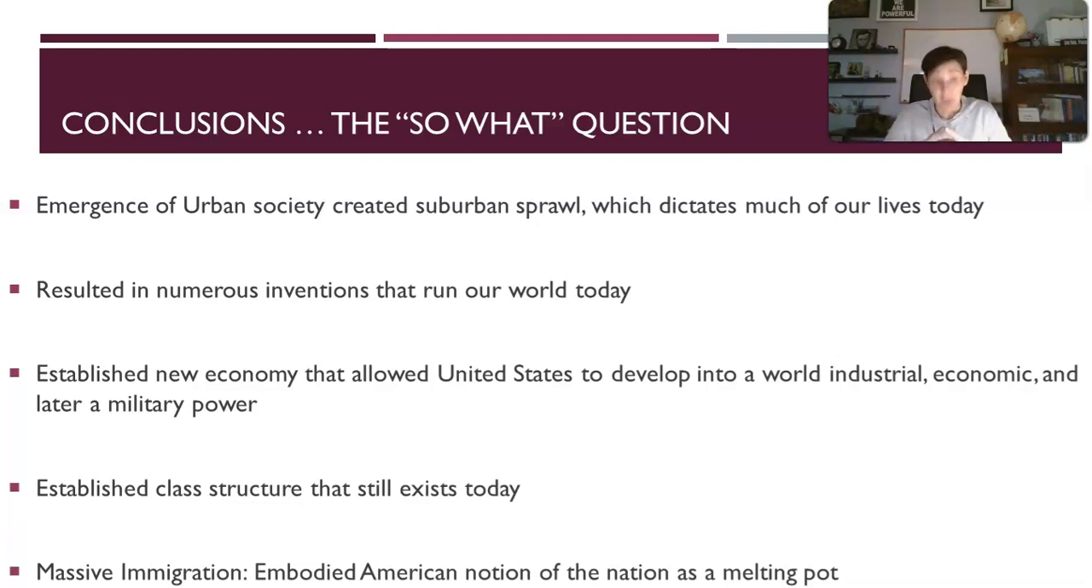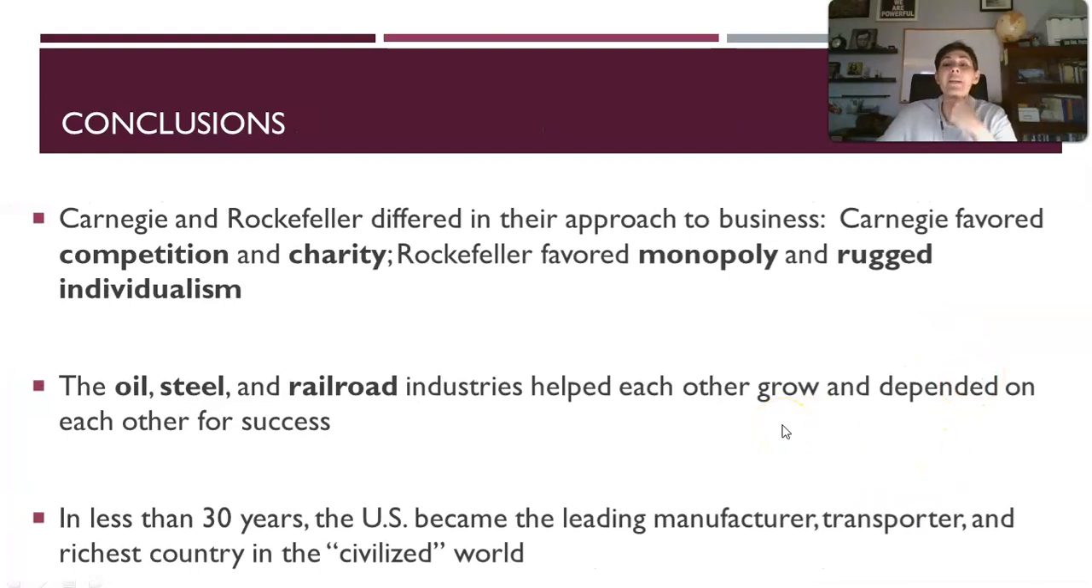We have massive immigration, and that is where we get the notion of the nation as a melting pot. It really starts in this era with the waves of massive immigration of folks coming from other countries to settle in the United States. Carnegie and Rockefeller did differ in their approach to business, but they both built monopolies. Oil, steel, and railroad industries helped each other grow and depended on each other for success, and also depended on each other to maintain their monopolies. In less than 30 years, the U.S. became the leading manufacturer, transporter, and the richest country in the so-called civilized world.